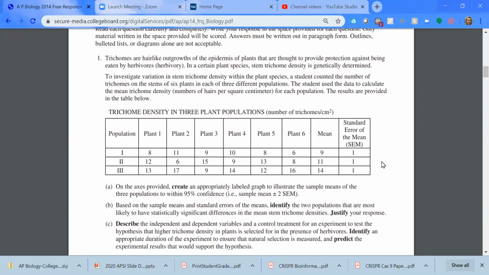Now, this question was written before calculators were allowed on the exam, and notice they kept the numbers really super easy. You will not be asked to calculate standard error of the mean on the AP Bio exam, but you do need to know how to apply it, which is what they're asking you to do in this question. So part A said, on the axes provided, create an appropriately labeled graph to illustrate the sample means of the 3 populations to within 95% confidence. And they told you 95% confidence is sample mean plus or minus 2 standard errors of the mean.